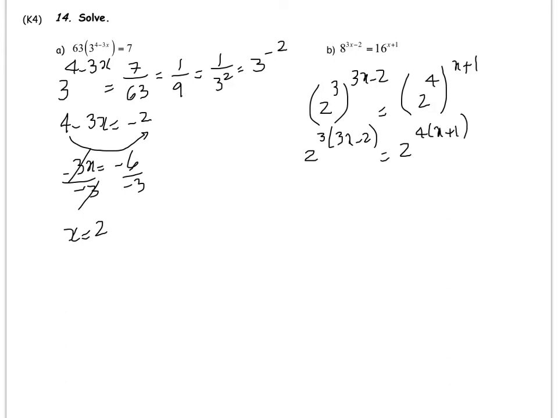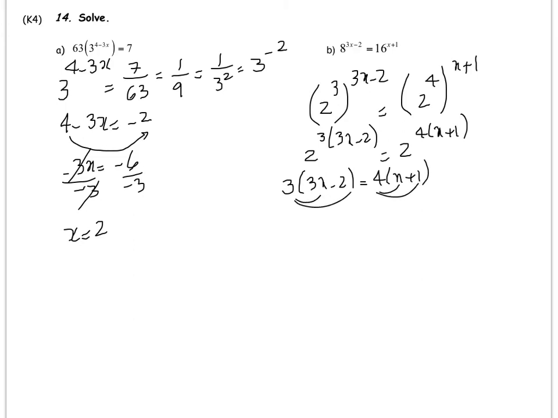Now when the bases are the same, then it means that the exponents have to be the same. So this means 3 times 3x minus 2 has to be equal to 4 times x plus 1.